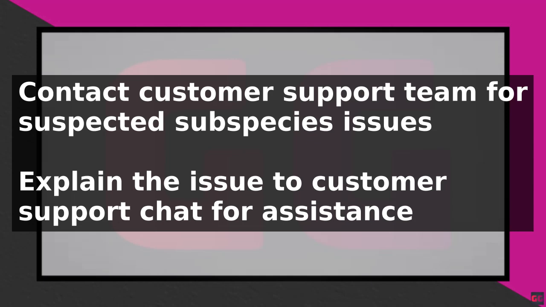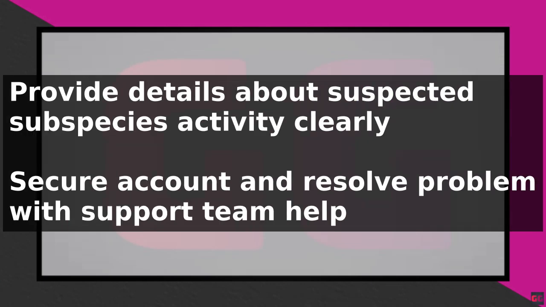If you're experiencing problems, such as suspected subspecies activity, you can contact the customer support team for assistance. To do this, simply go to the support center, which can be found by clicking on the icon, and then explain the issue to the customer support chat. They will help you secure your account and resolve the problem.